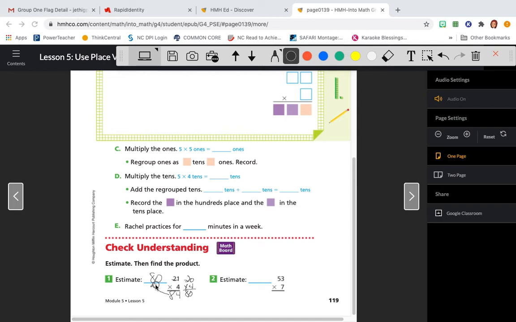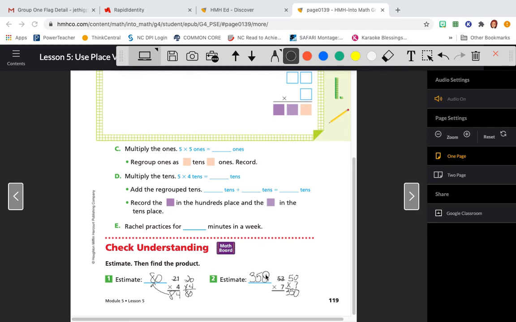All right, let's do number 2. Okay, we're going to round 53 to 50 times 7. We know 0 times 7 is 0. 5 times 7 is 35. So we have 350 for our estimate.